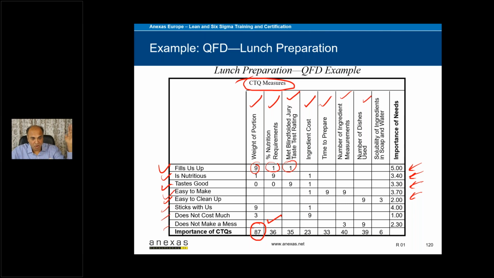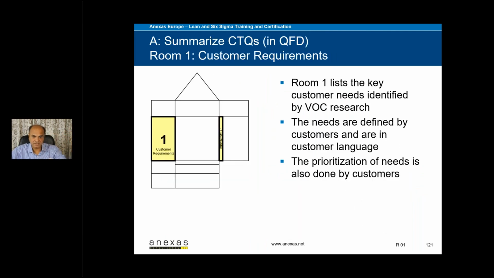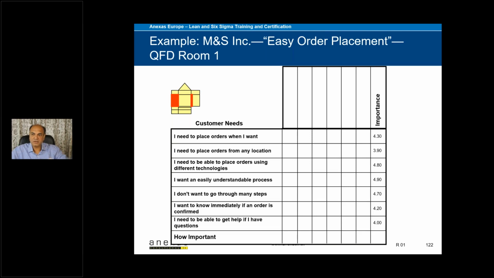But if I am running an online restaurant, then how would the QFD look like? Let us have a look at that. So here, room number 1. Room number 1 lists the key customer needs, identified through voice of customer research. So I list down easy order placement as the process, for some company called M&S Incorporated.